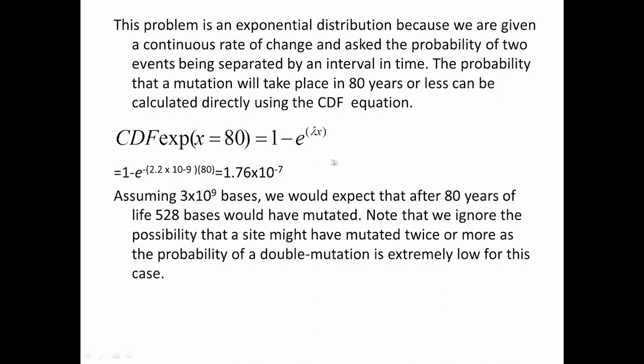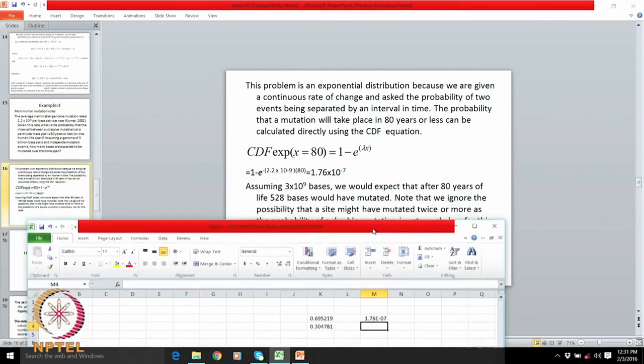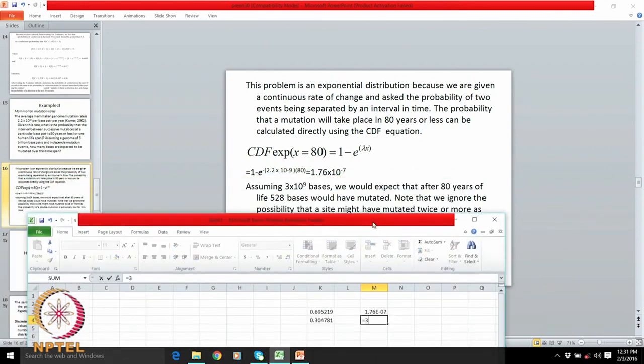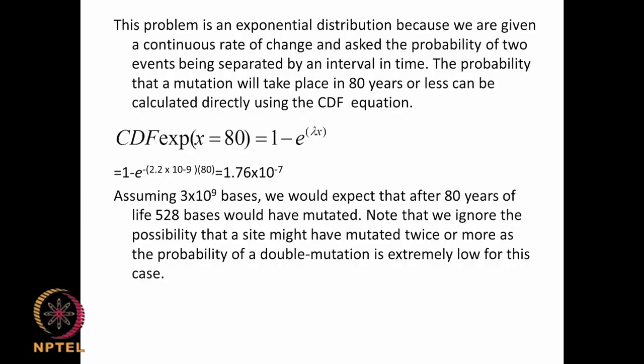Now, if you assume 3 × 10⁹ bases, then you would expect that after 80 years there will be 528 bases that should have got mutated. Do you understand how to do this? We multiply 3 × 10⁹ by this particular probability, and that will give you 528. So, totally 528 bases would have been mutated.